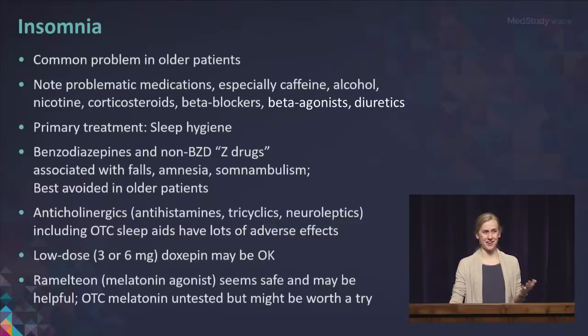Insomnia. This is a very common problem in elderly patients. There are a lot of medicines that cause it that we can help them out by stopping: caffeine, alcohol, nicotine, corticosteroids, a lot of the adrenergic things we give like beta blockers and beta agonists. There are also things like diuretics that cause them to urinate in the middle of the night that can make things much worse. The main thing we're going to do is sleep hygiene. Medicines for insomnia in elderly patients are generally contraindicated because of the risk of falls and confusion and delirium.